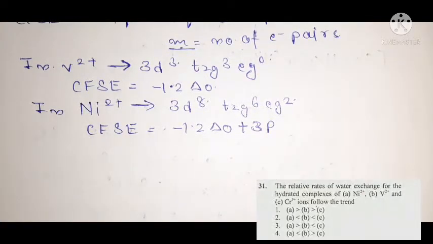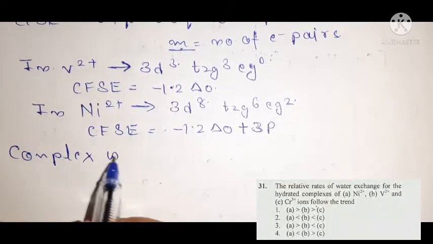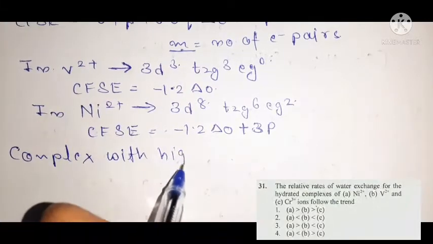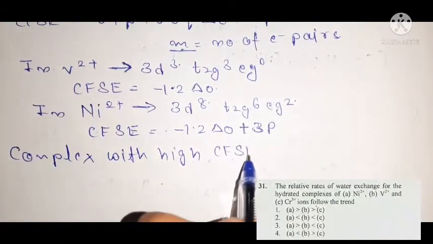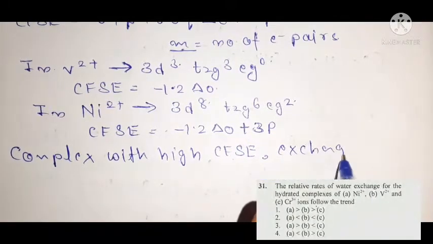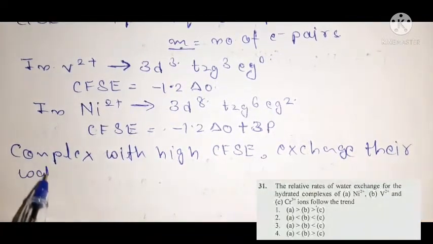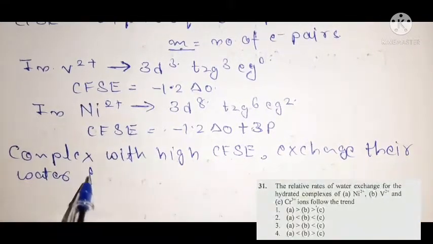So it means the value of CFSE is high in the case of nickel 2 plus than vanadium 2 plus, and we say that the complex with high CFSE exchanges its water fast. I can write here that complexes with high CFSE exchange their water fastly.